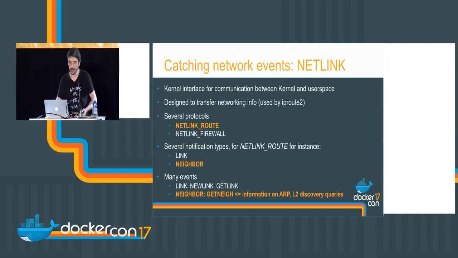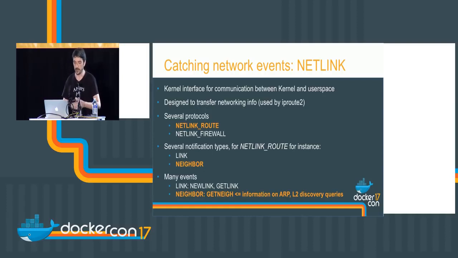So what I'm going to do is try to catch network events. We're going to use Netlink. Netlink is a kernel interface for communication between the kernel and the user space, and it's designed to exchange networking information between them. It's basically what we all use when we do ip route. When we use ip commands, it's using Netlink to communicate with the kernel, and you can get information from the kernel and send information to the kernel. You can use Netlink for several things. The most common protocol is Netlink route, which manages all the link and route information, and it's the one we're going to use. But you have several other ones.